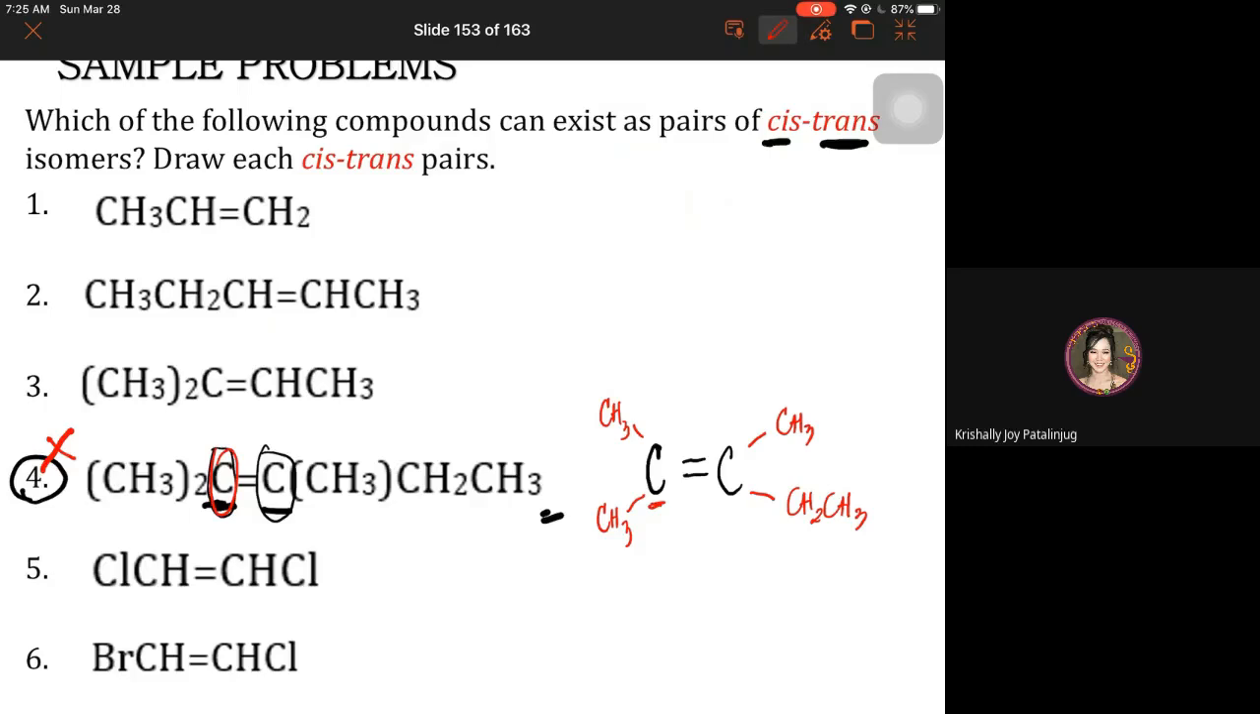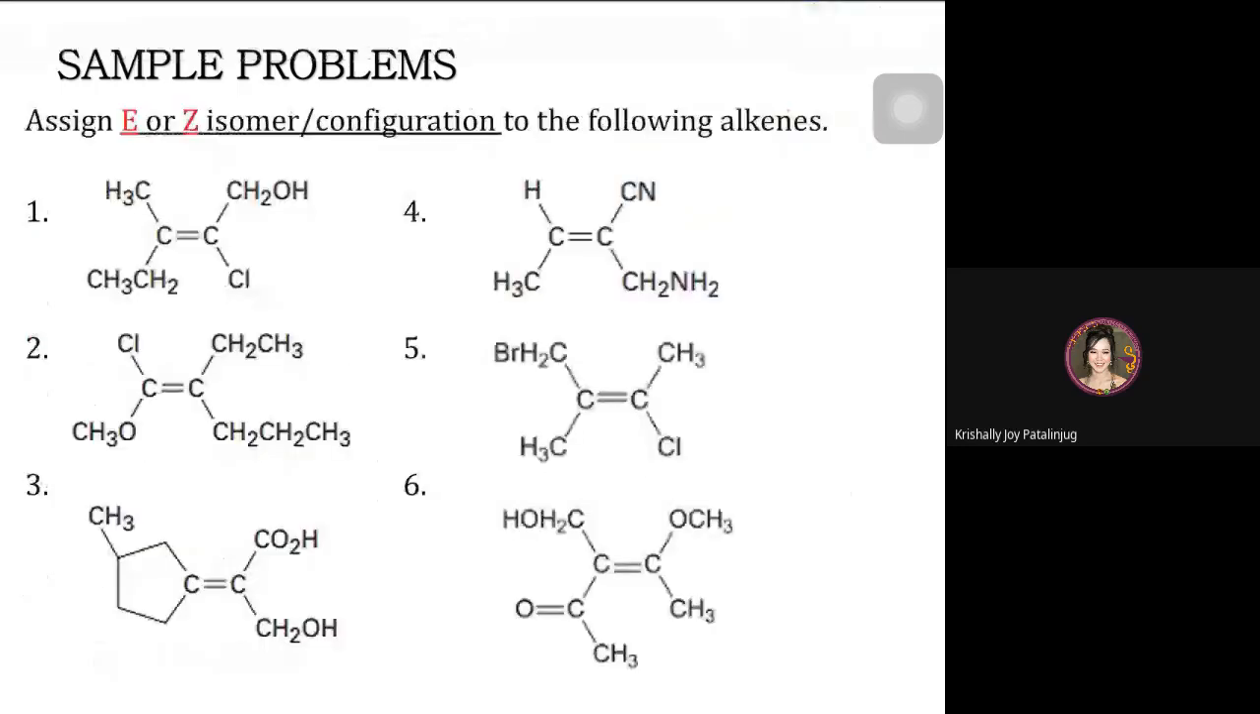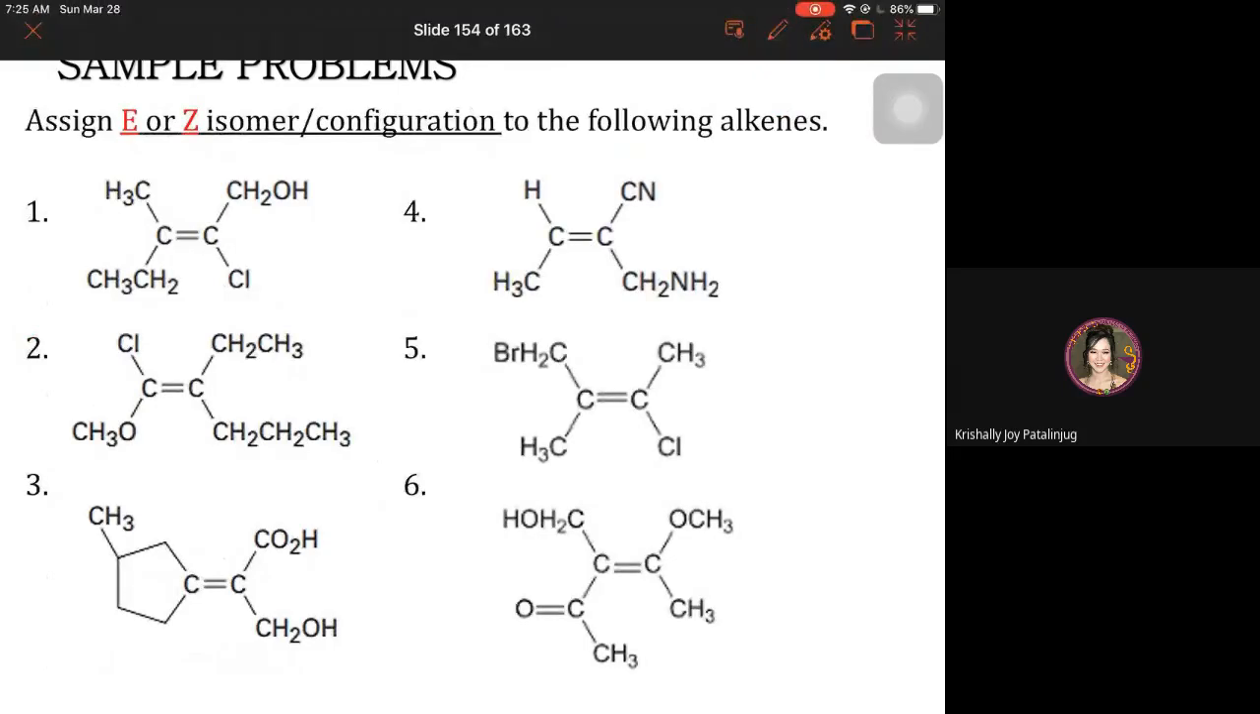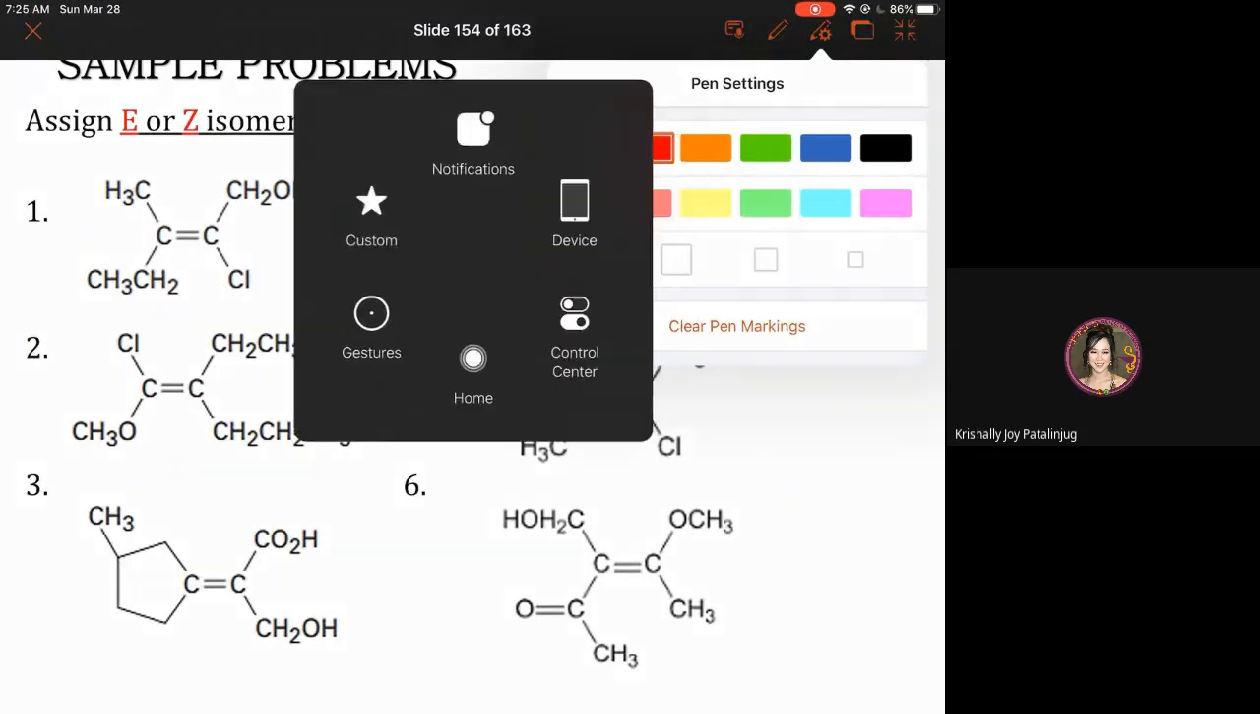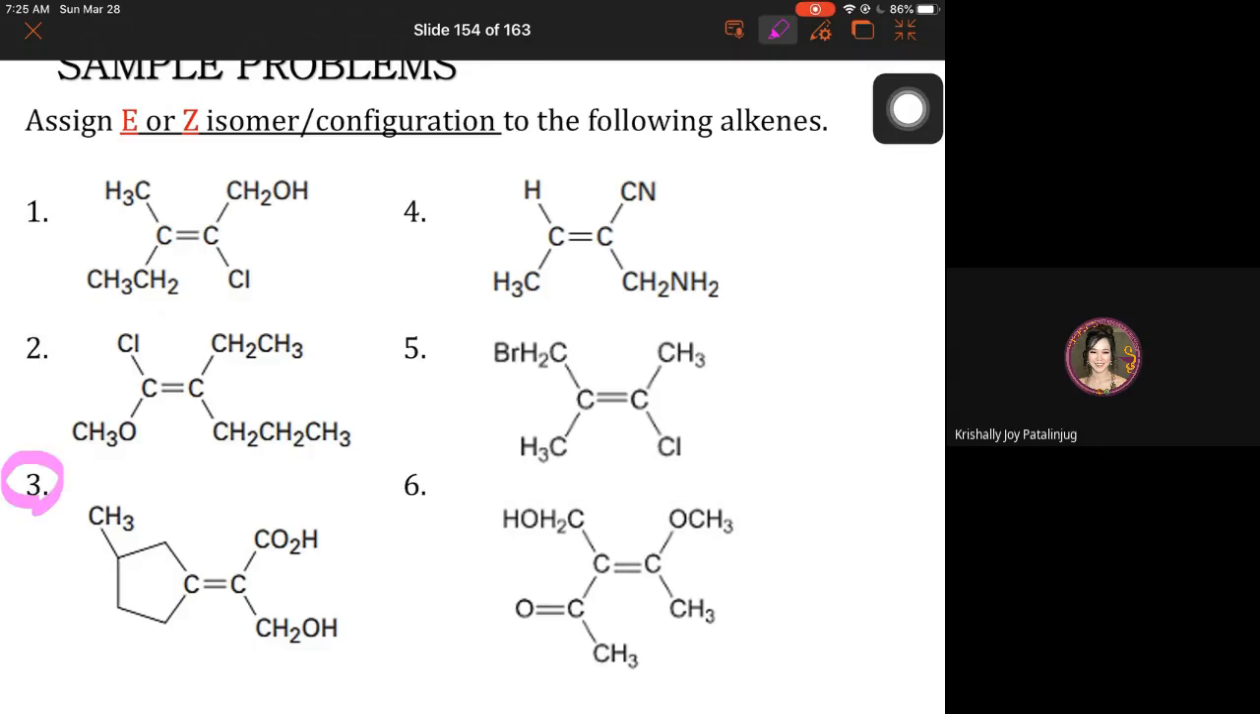So the rest, you try to check which of the following isomers exist as pairs of cis trans isomer. For the drawing, you can just draw it in your notes. Next, for this example, I will answer item number 3. Then again, the rest of the items, you fill in your answer in the provided Google form.